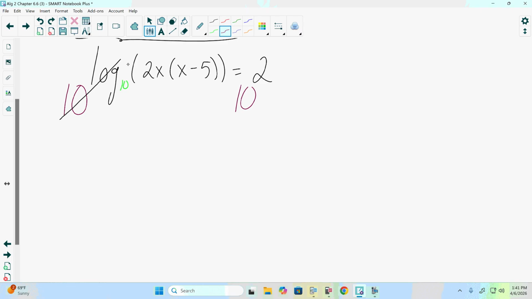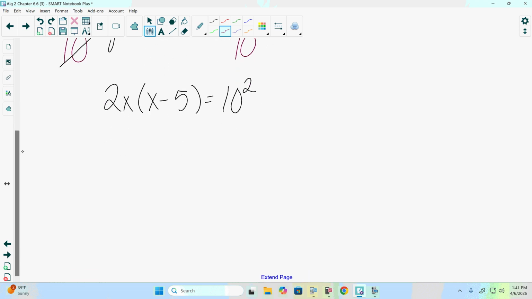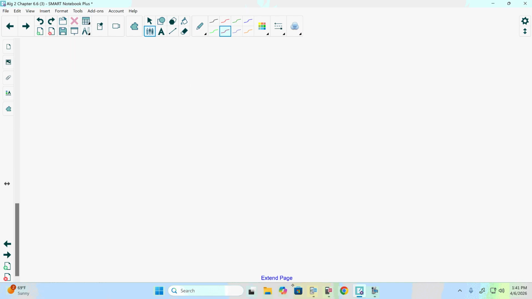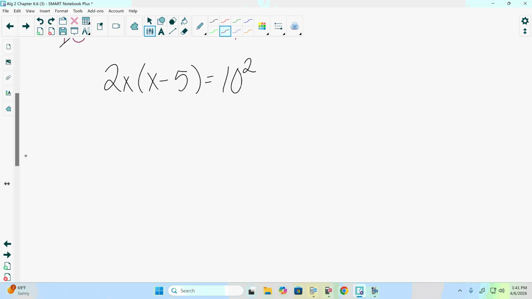Now our left-hand side, this 10 to the log base 10 is going to simplify, leaving us with 2x times x minus 5. We're just left with what's inside the log. On the right-hand side, we have 10 squared. So putting both sides to the base of 10 got us to 2x times x minus 5 is equal to 10 squared. Questions on anything we've done so far?